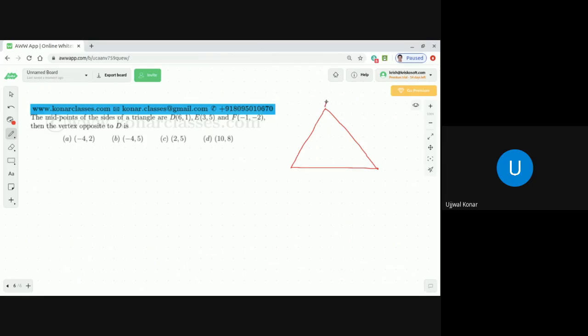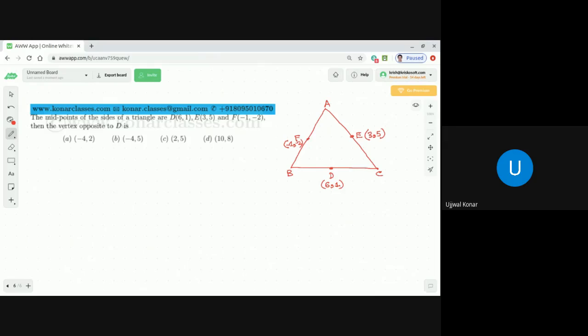So let's give the vertex names as ABC. That is a conventional name, dear students. And D, E, F are the midpoints of the sides of the triangle. Suppose this is the point D, this is the point E, and this is the point F. And whose coordinates are we aware of? The coordinate of D is given as (6, 1). Coordinate of E is given as (3, 5). Coordinate of F is given as (-1, -2).